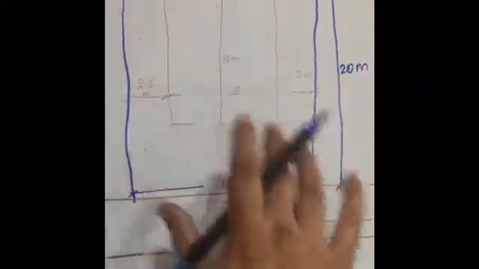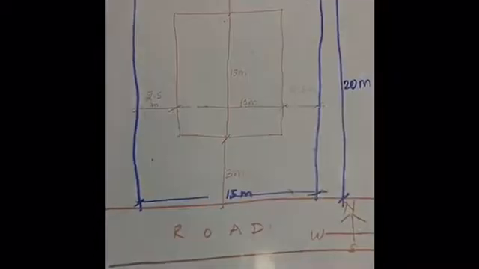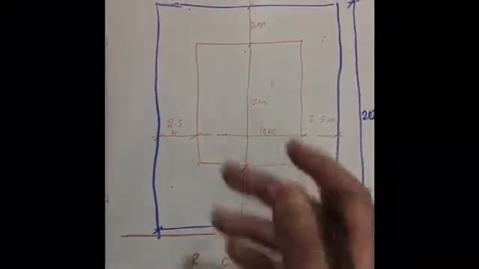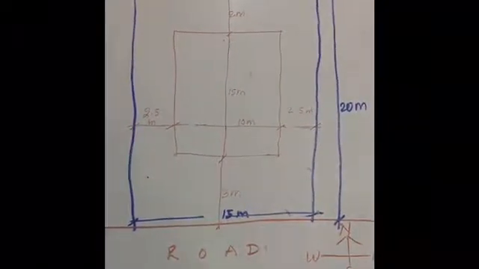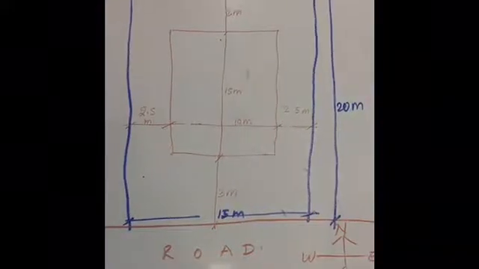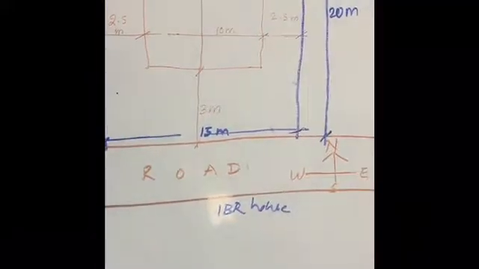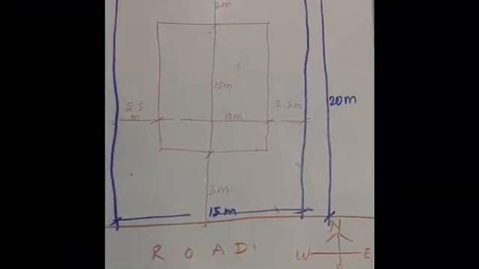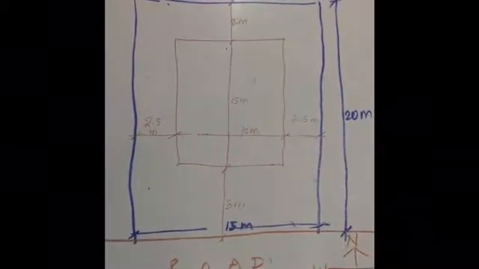Okay, I've erased everything. I've come back to our 10 meter by 15 meter plinth area. Now your friends in the class have been asking me, how do you design? Now you are asked to design a 1 bedroom house, and they have given you that you need a living cum dining area, kitchen, bathroom, bedroom, and a veranda.